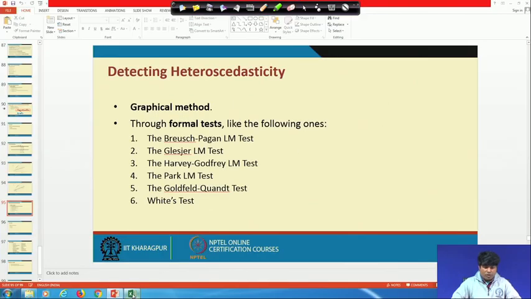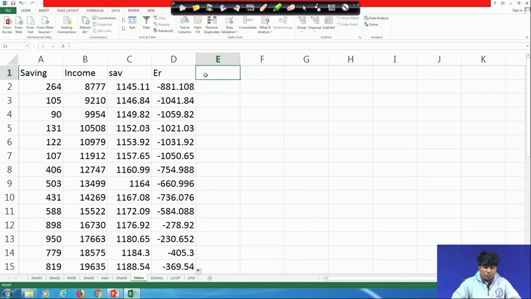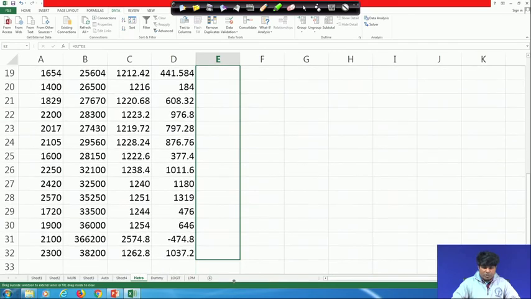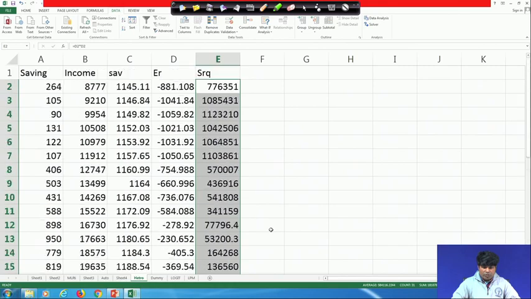So, what will you do here again? You find out the square of the error term, this is nothing but this into this. So, you will find the square of the error terms, and again you can generate the particular series.